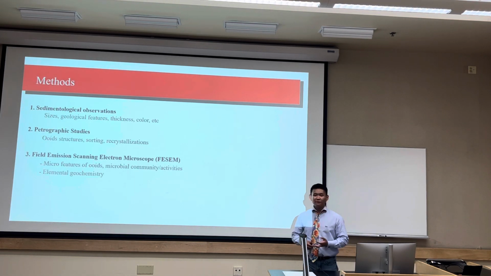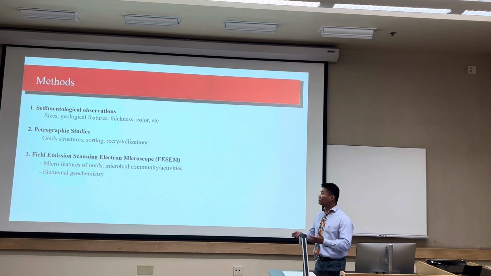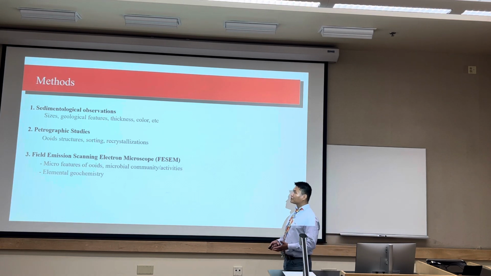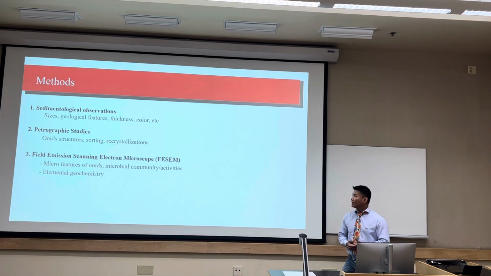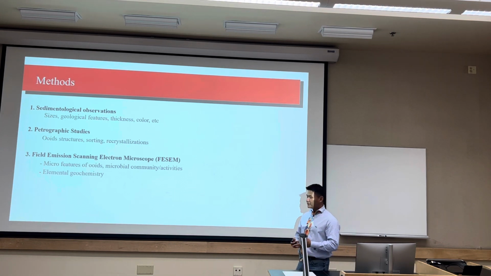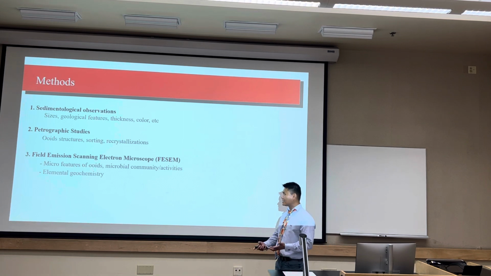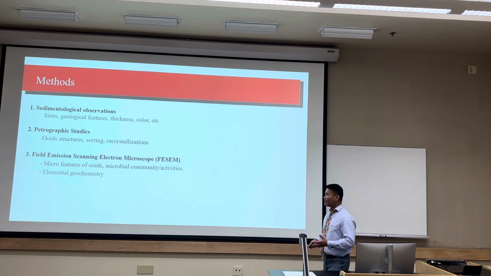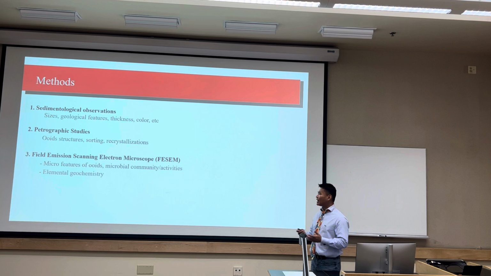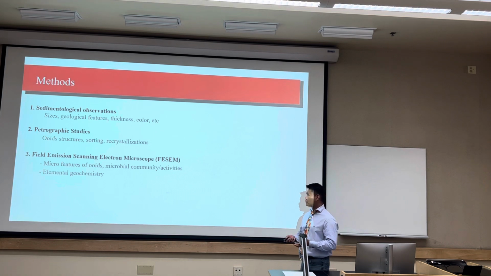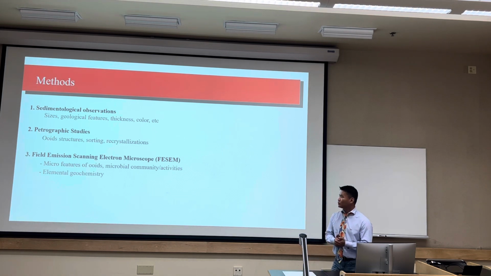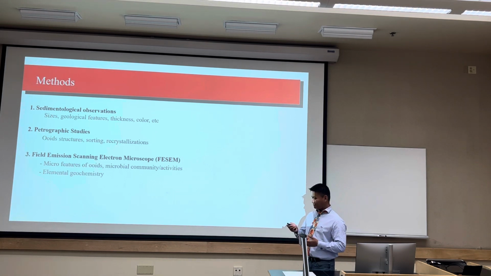So the method we're using for this chapter is that we're going to go to the field and do some sedimentological observation, including the sizes, geological features, thickness, and colors, and stuff like that. And then we're also going to look at the petrographic study. We're going to do some thin sections and see the overall structure of it. And then we're going to perform FESEM and try to see the micro features of the ooids, and also, if possible, the microbial evidence. And then we're also going to look at some geochemistry of the Johnnie oolites.